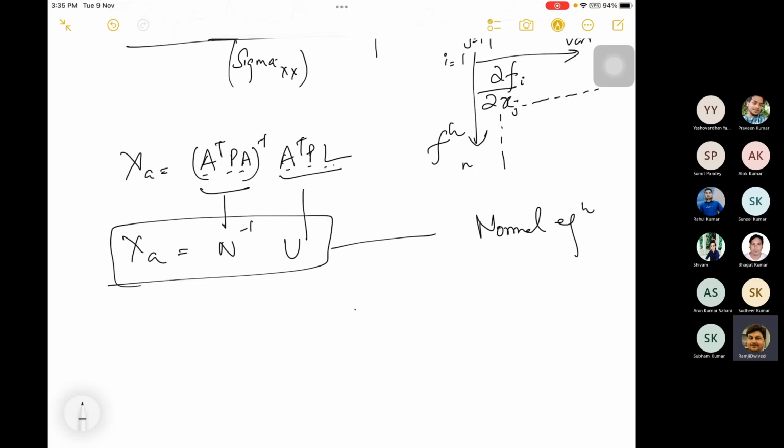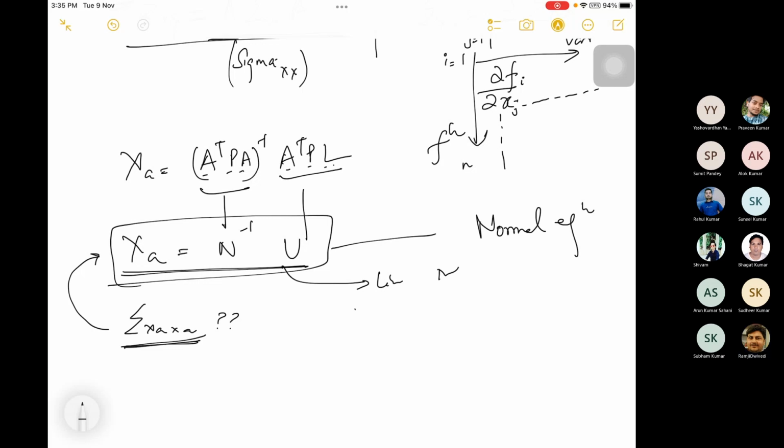You need to explain or give us a solution for what is sigma xa xa. So now you have a function in this manner. Now you have to give us sigma xa xa. Whether it is a linear function or a non-linear function, whatever it is, understand it, learn from it, and try to solve for sigma xa xa.